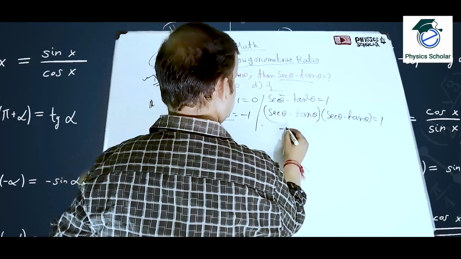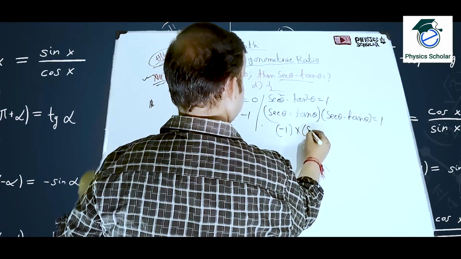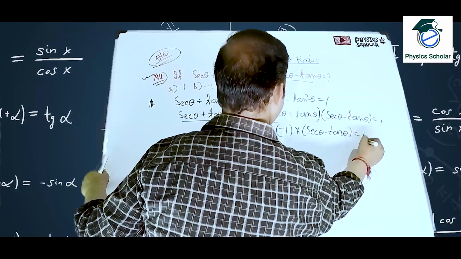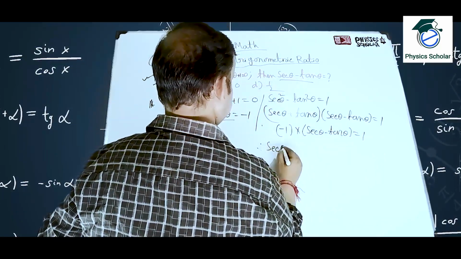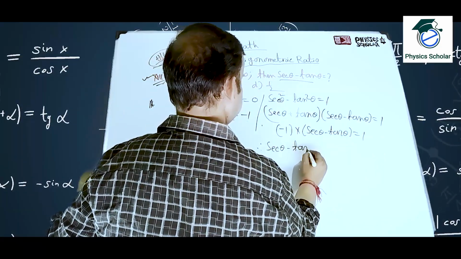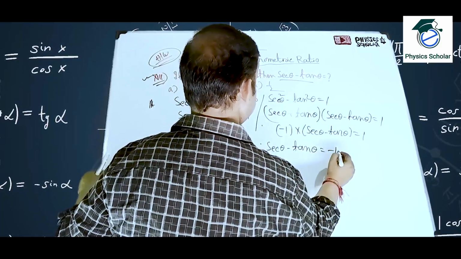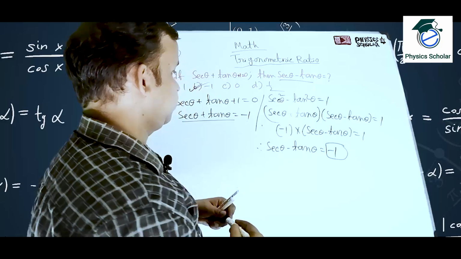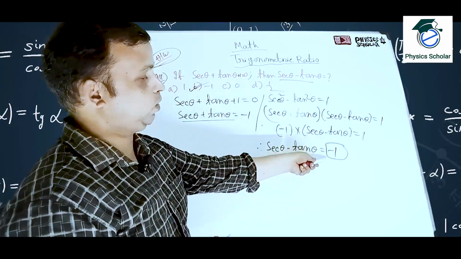Sec theta plus tan theta is minus 1. So minus 1 into sec theta minus tan theta is equal to 1. That means sec theta minus tan theta is equal to minus 1. Clear? So this is the answer. So option number B will be correct. Clear? So sec theta minus tan theta is equal to minus 1.